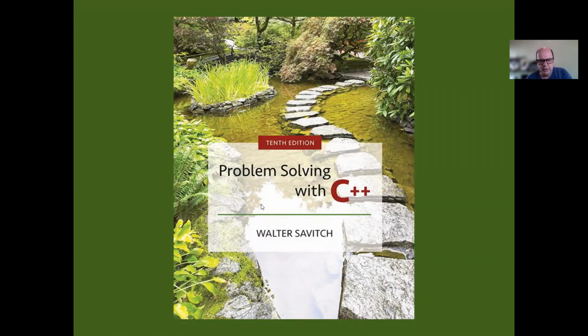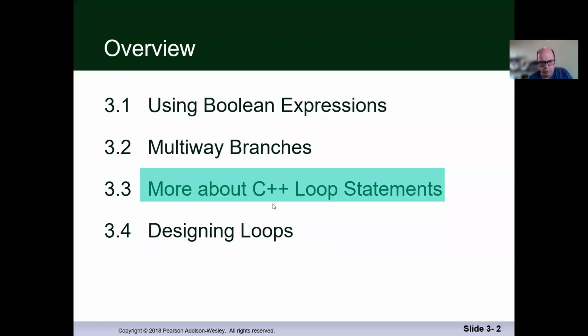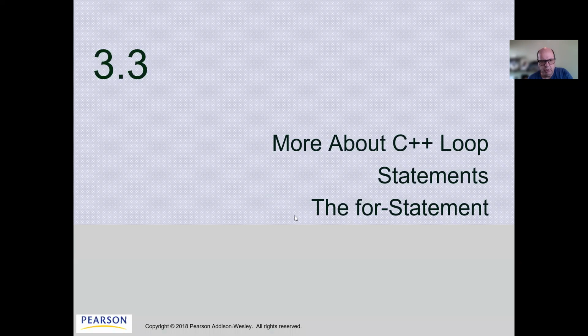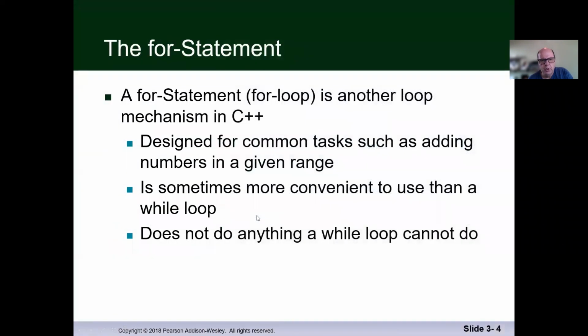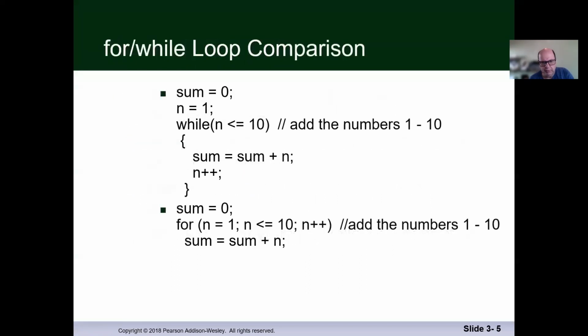Okay, so we are still working with the Savitch group on section 3.3, and this is part 3, talking about the for statement, and that's what we're talking about right now. So the for statement is another way of doing the loop. We learned about the while loop, we learned about do while, and this is a new one that we're going to be working on. And we're going to talk about that.